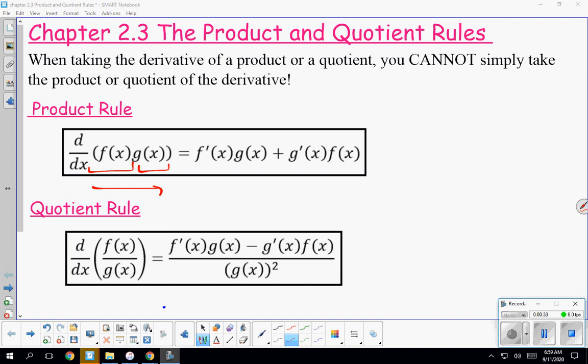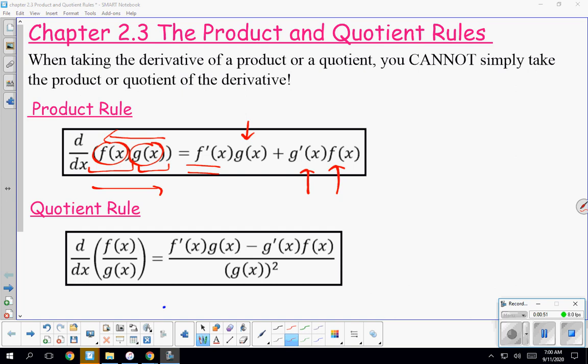So first we take the derivative of f, and then g just kind of hangs out there. And then we add, and then we go back the other direction, and we take the derivative of g, and then f kind of just hangs along for the ride. And that's it. There's no need to simplify.